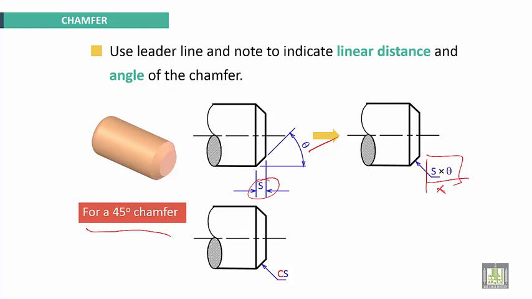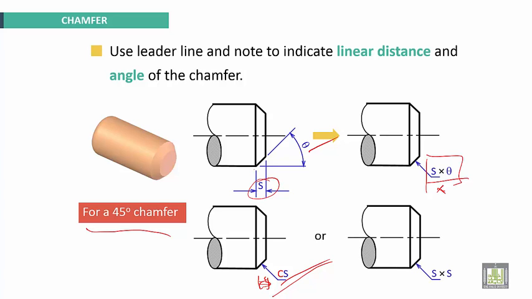For a 45 degree chamfer, the most used, we can put C, that means 45 degree chamfer, and S, this is the dimension of this chamfer. Or directly here to put S by S, this means 45 degree chamfer.